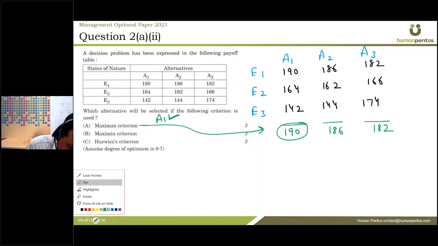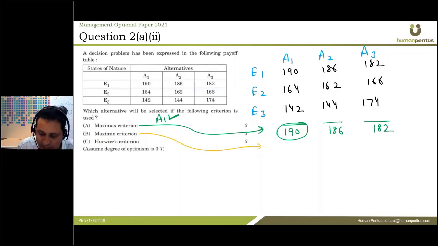Done. Let us come to the second criterion, which is maximin. So we first take the minimum of all. So 142, and in the second column the minimum is 144. The third one, the minimum is 166. Now from all these minimums I have to take the maximum. So from these minimums, my maximum is 166. Therefore my decision is that I'll go with A3.